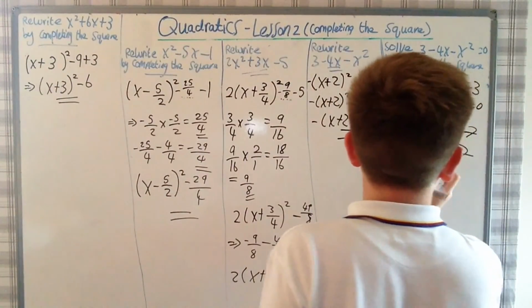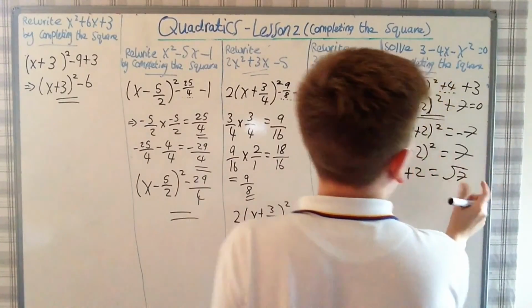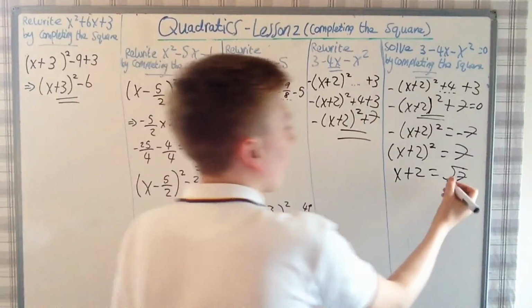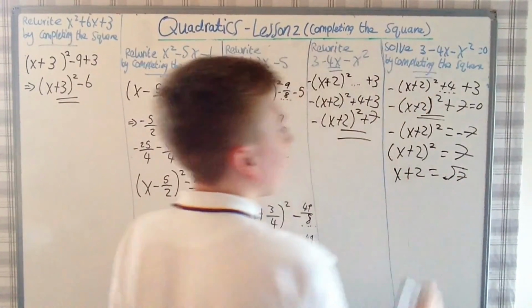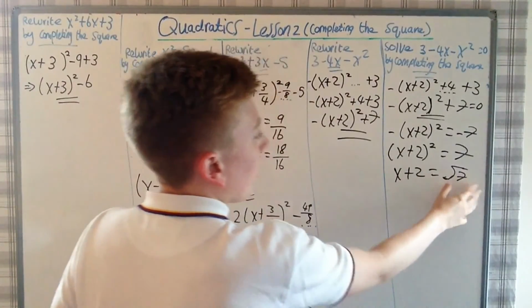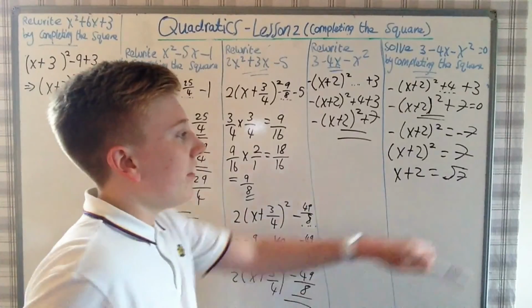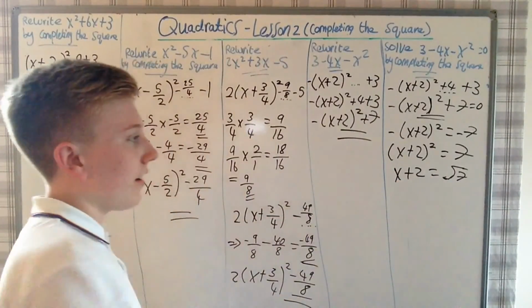Square rooting both sides, we get x plus 2 equals the square root of 7. Now we're going to leave it in this form. This is called a surd. Okay? We'll be looking at surds in later videos. All this means is that this will become a number that's more complex than this form. So we leave it in this simplified form of root 7. Okay?